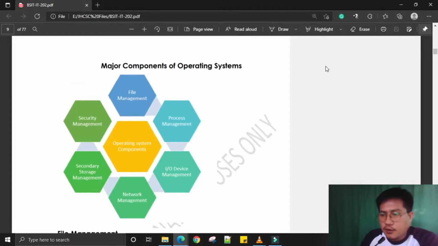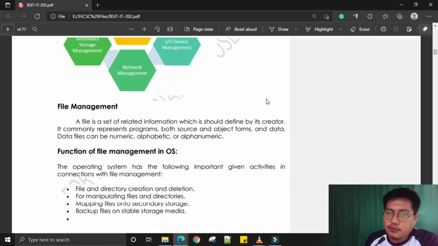So in a continuation to our previous topic last week about the platform technologies, we stopped at the major components of the operating system. Now we are going to talk about the six major components of the operating systems, which are the file management, the process management, the I/O device management, the network management, secondary storage management, and the security management. So first, let's jump to file management.